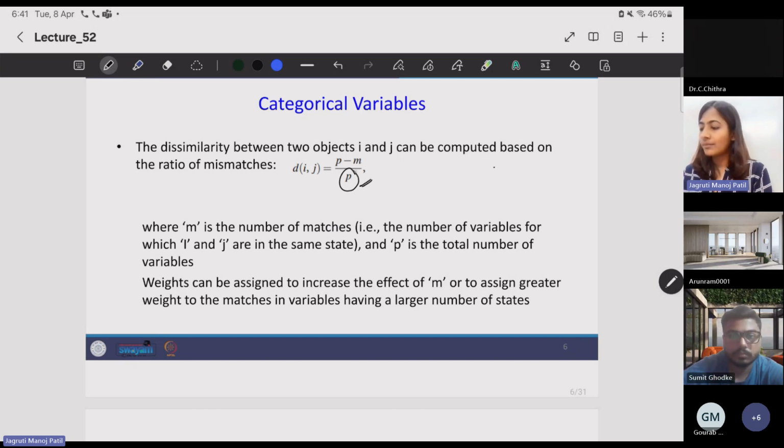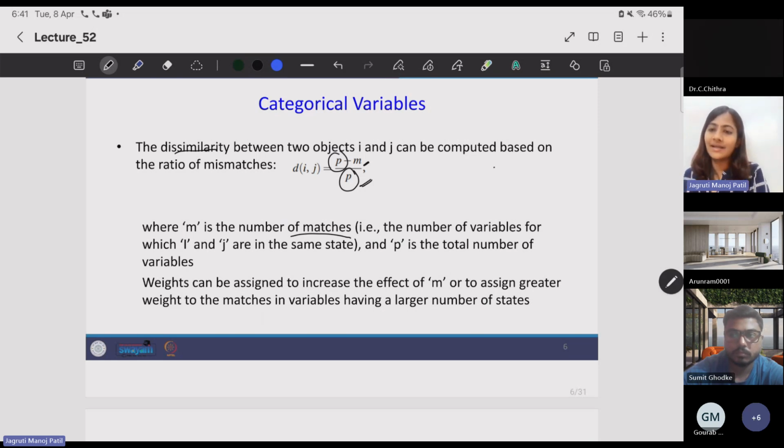If the total number of variables that you have is P, minus the total number of matches that you have. Okay, so M stands for the number of matches. How many matches are there in your data set? If you subtract it from the total number of values, the rest remaining would be the non-matching data sets. So that is how you are computing dissimilarity over here.